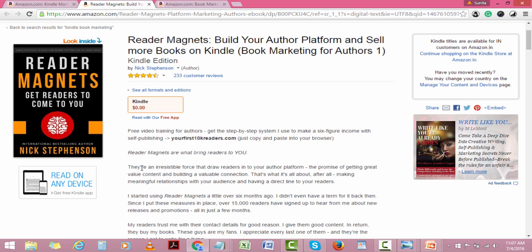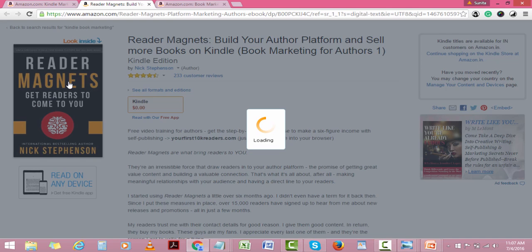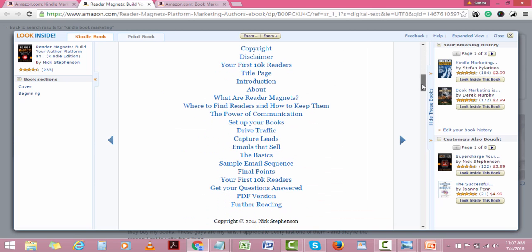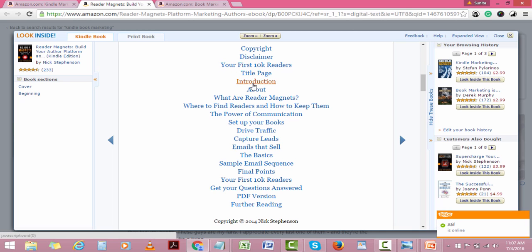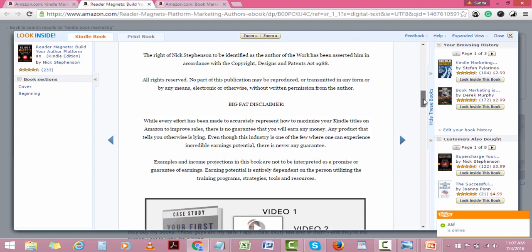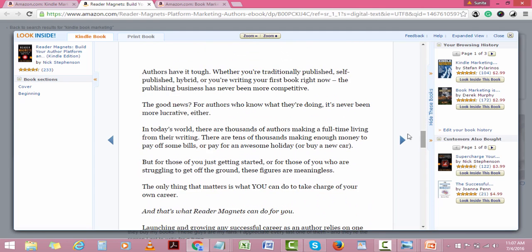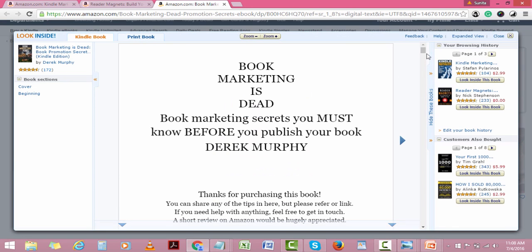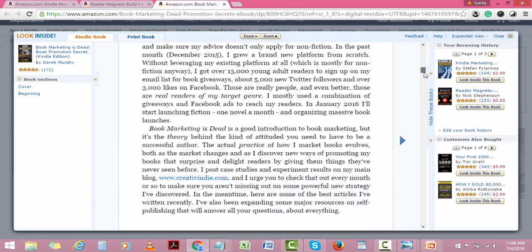The sneaky little feature that I was telling you about is the look inside feature that Amazon provides. You can click on this, and now it shows a table of contents, and it gives you an idea about what is in this book. For example, it talks about your first 10K readers, the title page, what reader magnets are, how to find readers and how to keep them, setting up your books, driving traffic, etc. This is a book by Nick Stephenson, and you can go ahead and check out this book as well. You can click on the cover and see the table of contents here too.